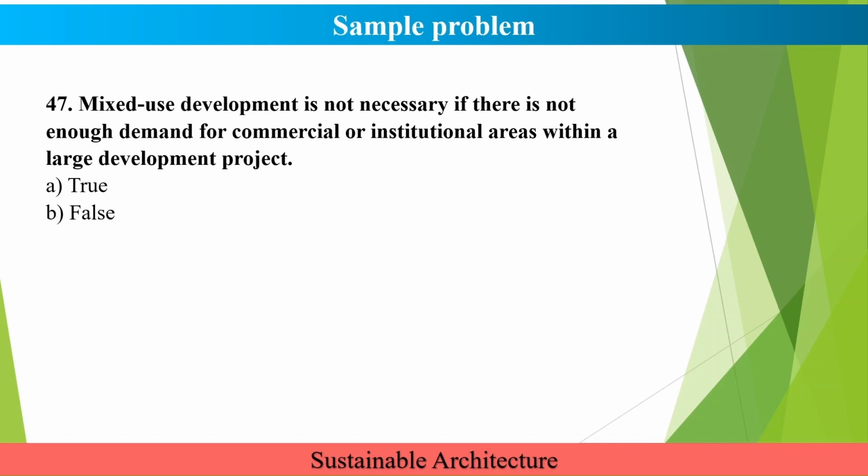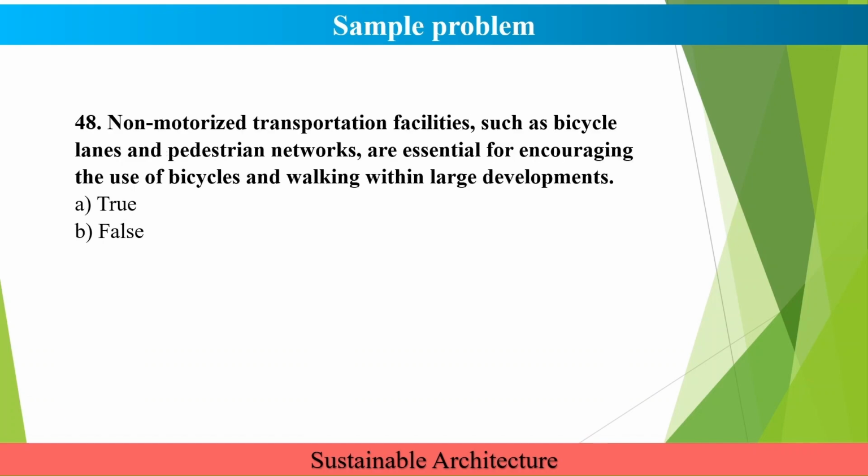Is it clear? Yes, sir. Okay. Then let's move to the next question. That is question number 48. Next three questions are there. Here is question number 48. Non-motorized transportation facilities such as bicycle lanes and pedestrian networks are essential for increasing the use of bicycles and walking within the large developments.